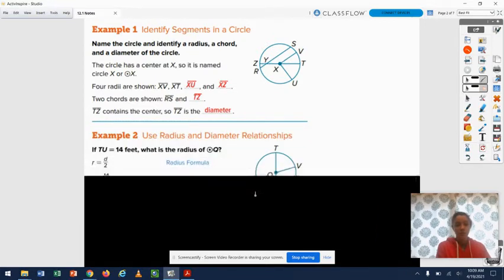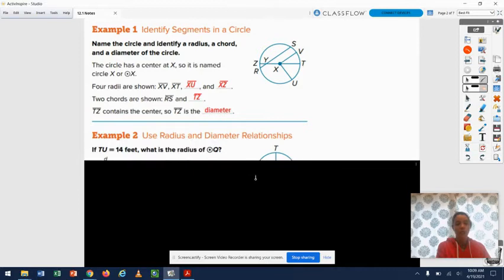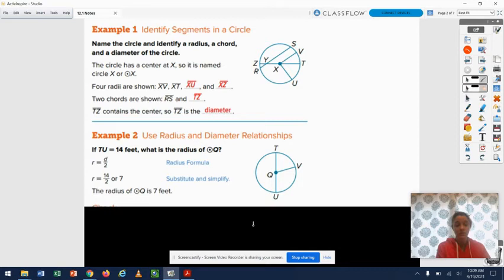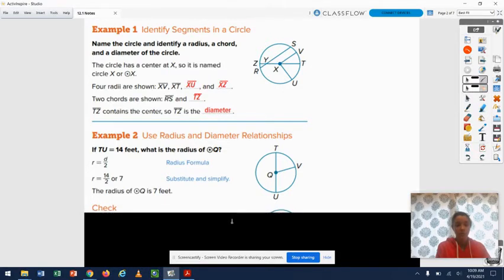The other thing we're going to do is find the radius or the diameter. So if they give you TU in this example, which in this case would be the diameter, all you would have to do is divide it by 2 in order to find the radius. So when you take 14 divided by 2, you would get 7. Pause the video and try the check question.